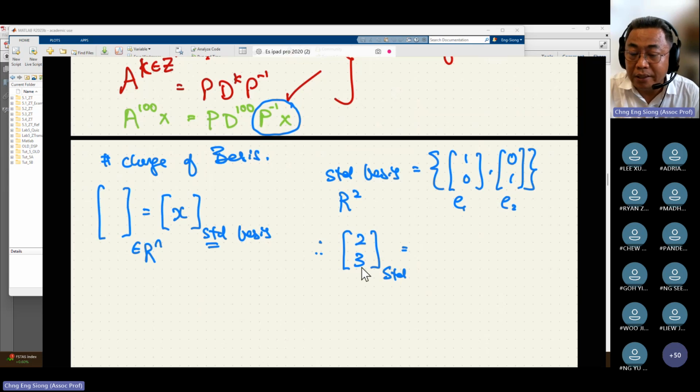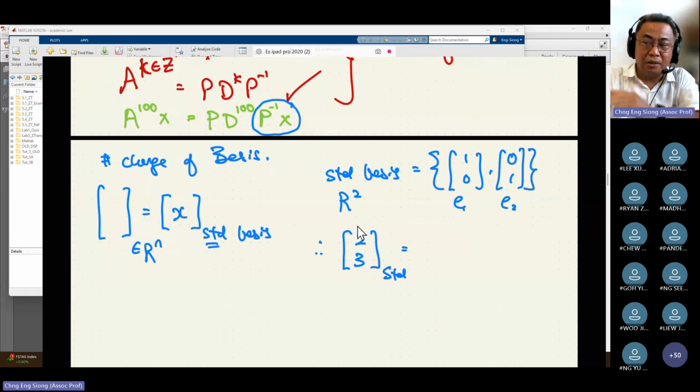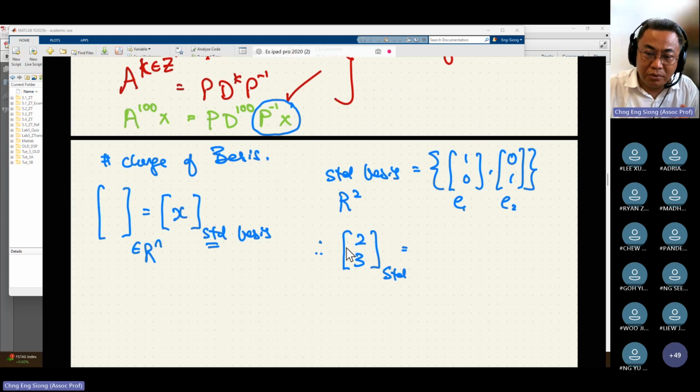Remember, these are just representations of a coordinate with respect to a basis. But what am I telling you? 2 is acting on E1. 3 is acting on E2. How? This guy is with respect to the first basis. This guy is scaling the second basis. 2 is scaling the first basis.